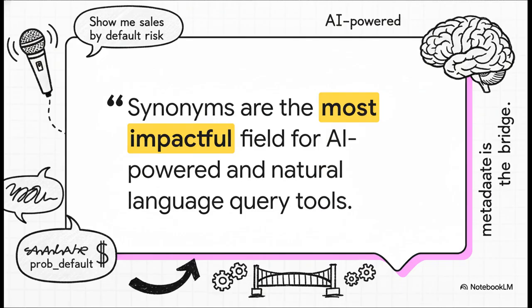And here's why this is such a game changer. When a user asks a natural language query tool, "show me our sales by default risk," the system can now actually map default risk back to the prob default column. Why? Because we taught it that synonym. This metadata is the crucial bridge that makes AI-assisted analytics actually work.